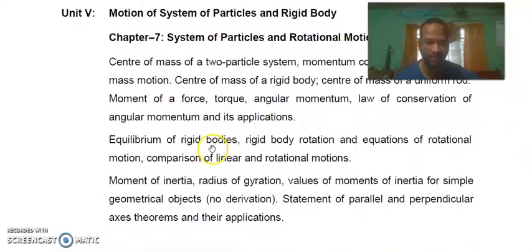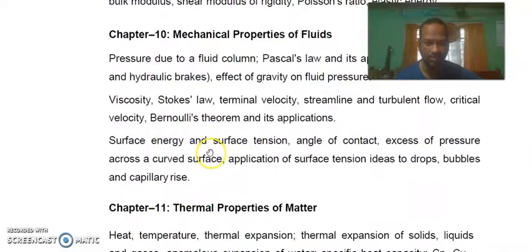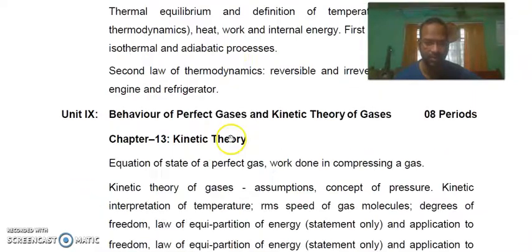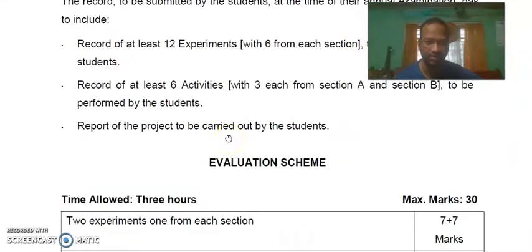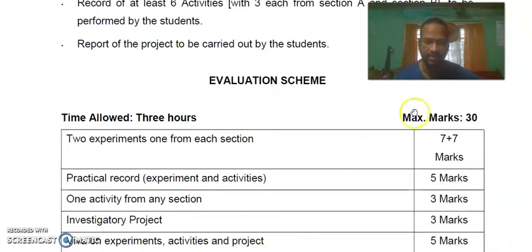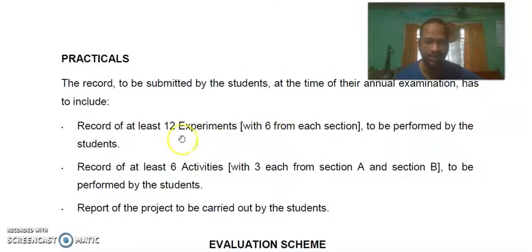You can download it from Google. 70 marks will contain the theory part, and similarly 30 marks will contain the practical part. You have to perform some practicals: at least 12 experiments and at least 6 activities, 3 each from section A and section B. You can download the syllabus and look at the details.